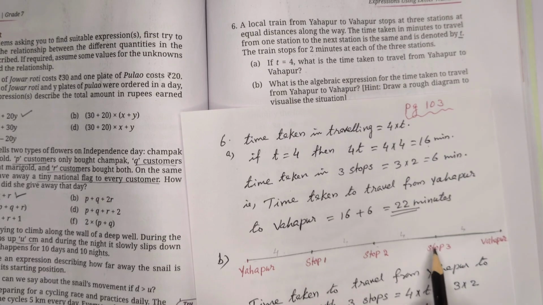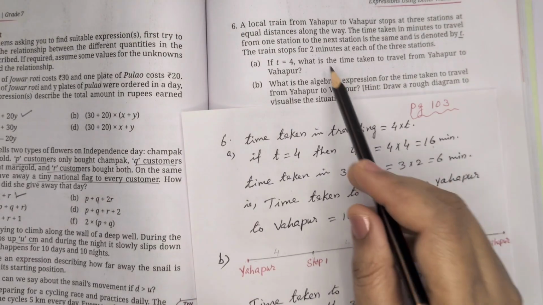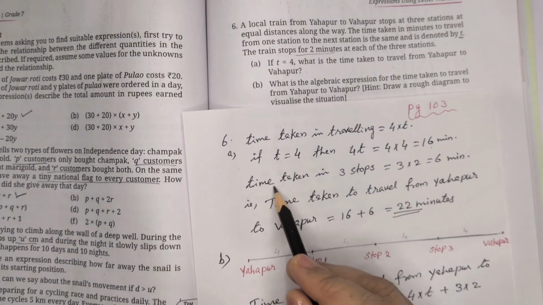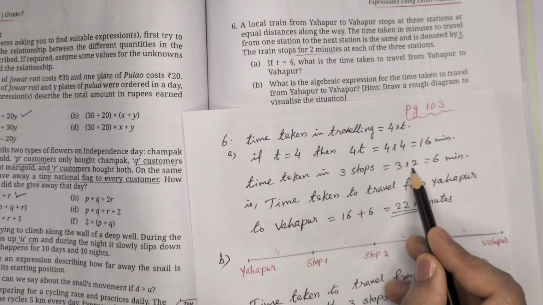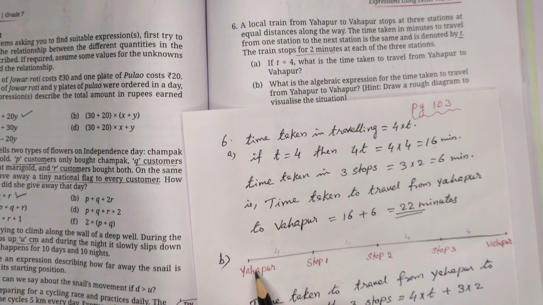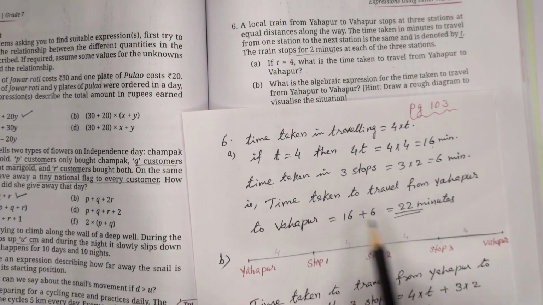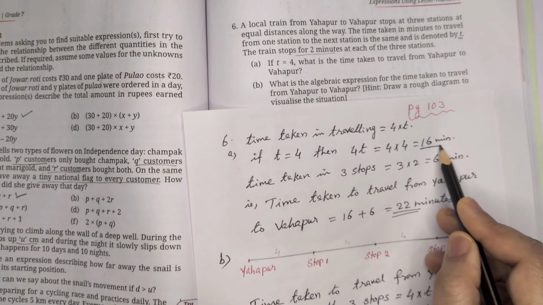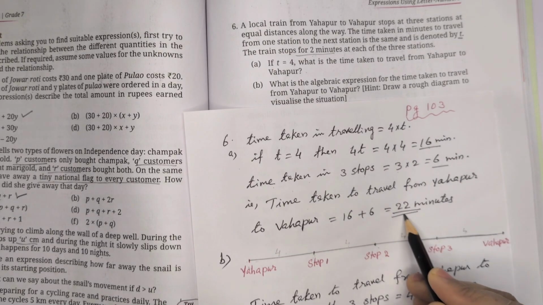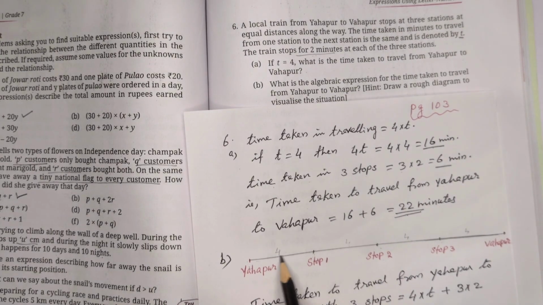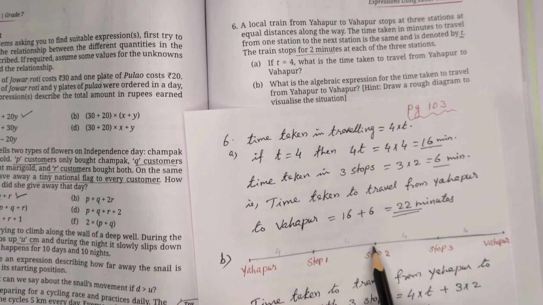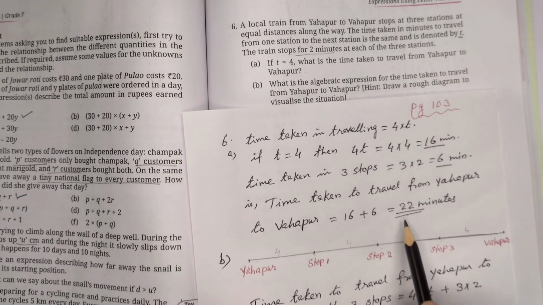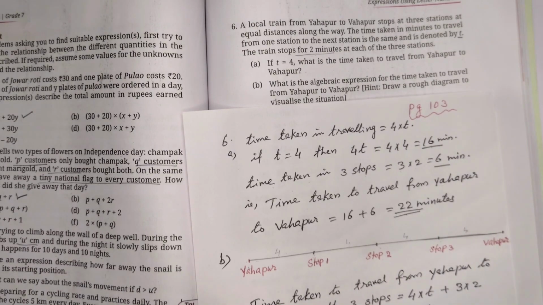And also there are 3 stops. Each stop is for 2 minutes. So the stop time taken in 3 stops is equal to 3 into 2, 6 minutes. Then the total time taken to travel from Yahapur to Wahapur is equal to 16 minutes plus 6 minutes, which is equal to 22 minutes. 4, then plus 2 minutes stop, again 4, 2 minutes stop, 4, again 2 minutes stop, again 4. So altogether it will come 22 minutes.